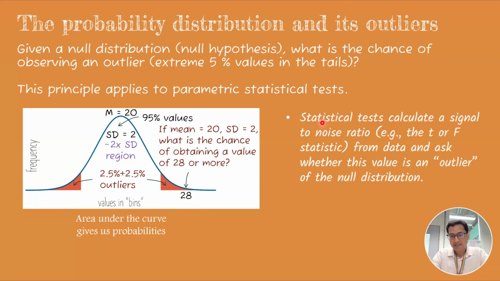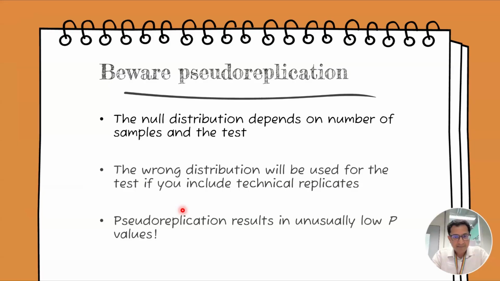They will calculate something called a T ratio or an F ratio from your data, look up a distribution, and ask whether that value from your data is an outlier. And if it is, the p-value associated with it, the chance of seeing it, will be very low. But there is another catch here, and that is pseudo-replication. The distribution that is looked up, the null distribution, so to say, is dependent on the test that is used, as well as the number of samples you're using. And of course, that means the number of independent samples.